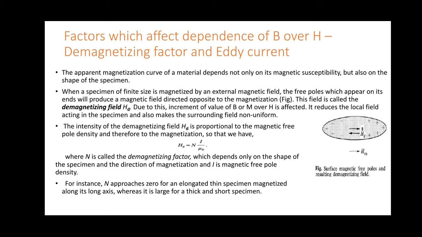Due to this, the increment of B or M over H is affected. It reduces the local field acting in the specimen, and also makes the surrounding field non-uniform. The intensity of the demagnetizing field HD is proportional to the magnetic pole density and therefore to the magnetization. So we have HD equals N I upon mu naught. Here N is the demagnetizing factor, which depends on the shape of the specimen and the direction of magnetization. I is the magnetic pole density.